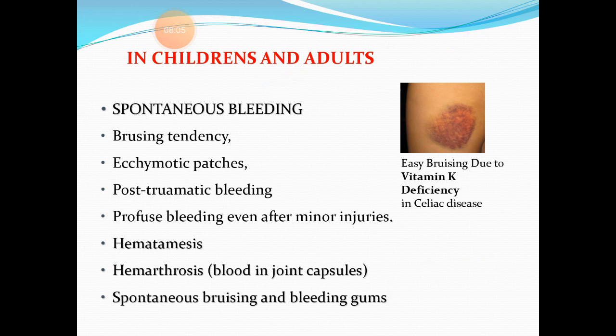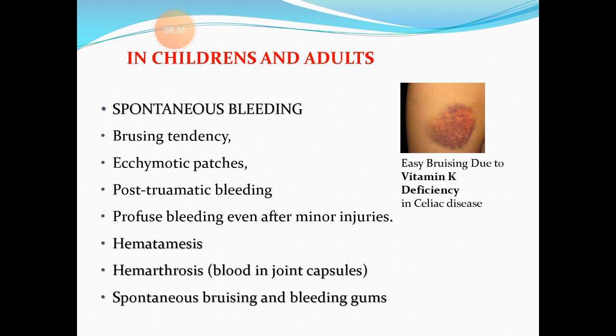In children and in adults, vitamin K deficiency can lead to spontaneous bleeding. Everything is related to bleeding, because vitamin K is not available for the clotting factors to mature. So the clotting factor is not active and coagulation doesn't occur, and this can easily lead to bleeding. Then bruising tendency, then ecchymotic patches, that is, everything is related to bleeding.